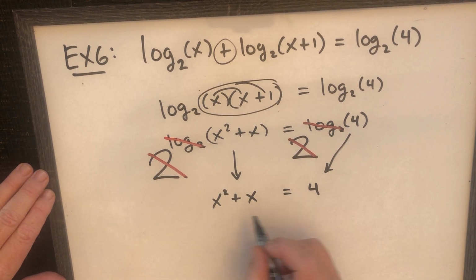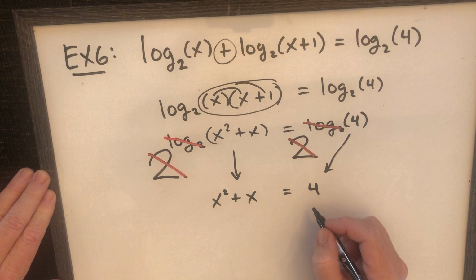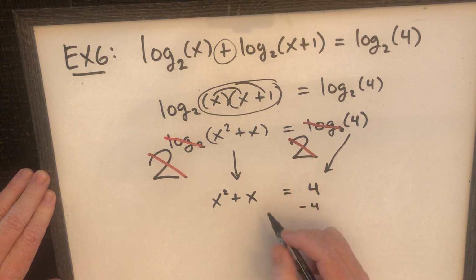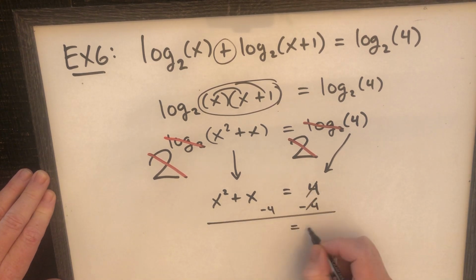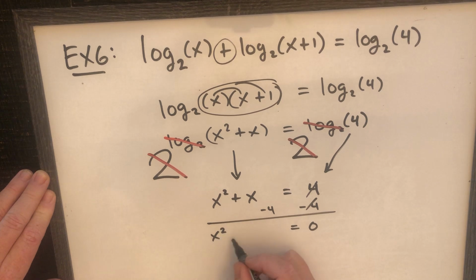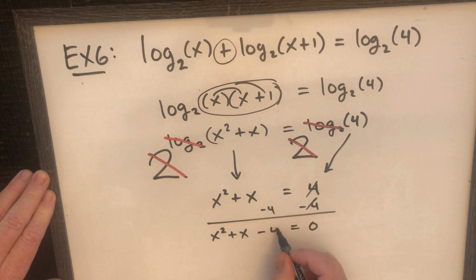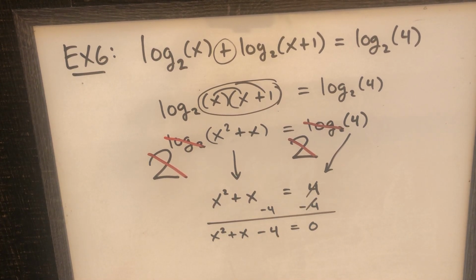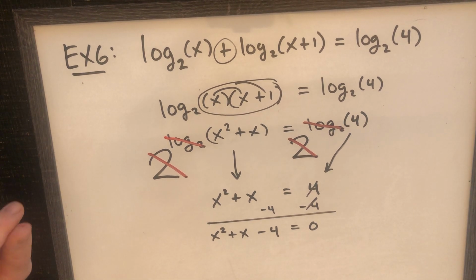Okay, so we got x squared plus x equals 4. This looks like it's not going to be factorable. Let's give it a try, though. I don't think it's going to be factorable. So we have x squared plus x minus 4 is equal to 0. I can't think of two numbers that multiply to be negative 4 but add to be positive 1. Can you? No, it doesn't look like we're going to be able to get that.